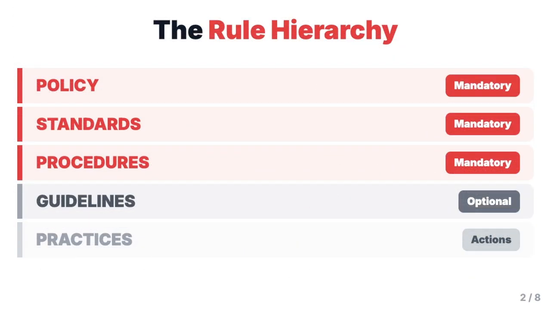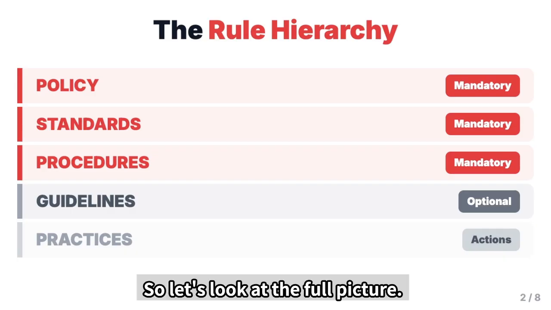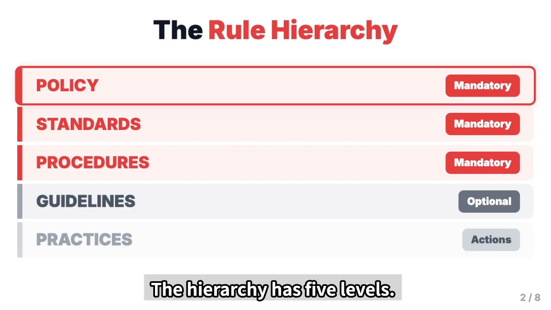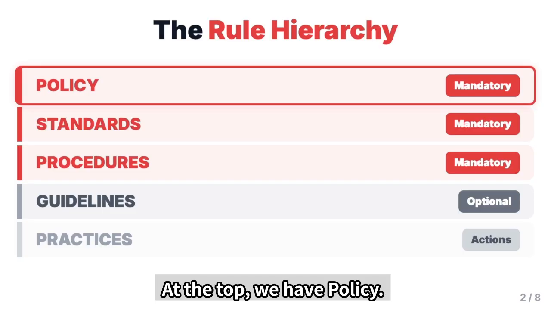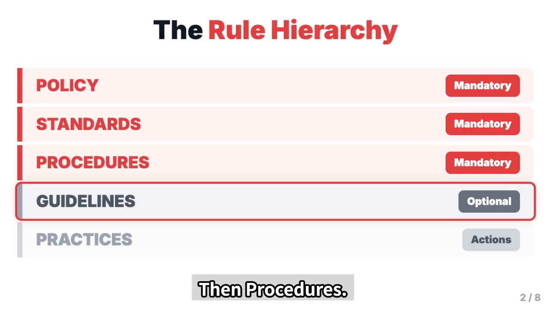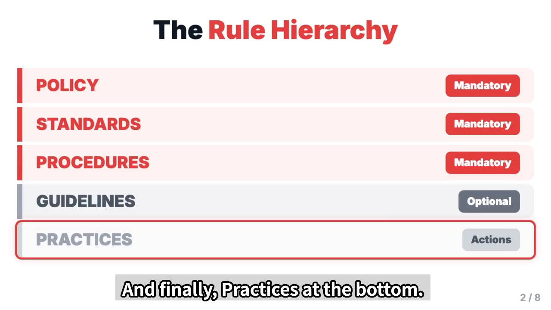The rule hierarchy. So, let's look at the full picture. The hierarchy has 5 levels. At the top, we have policy. Below that, standards. Then procedures. Then guidelines. And finally, practices at the bottom.